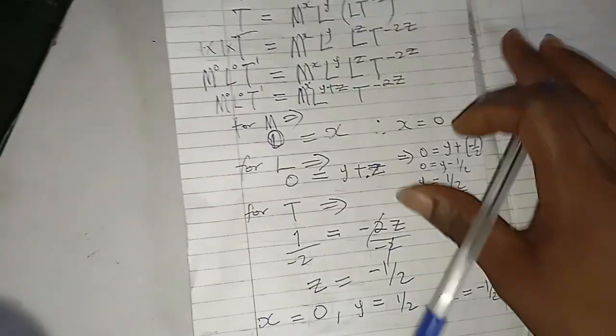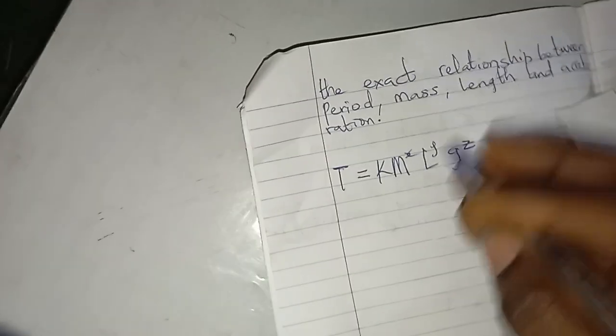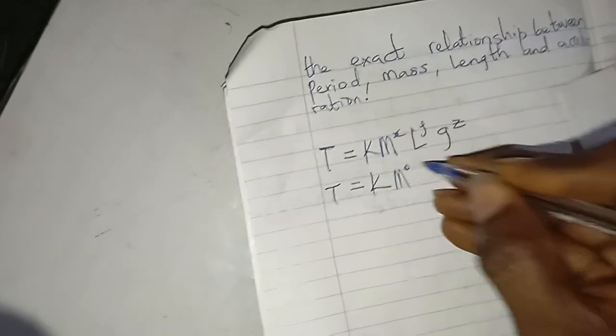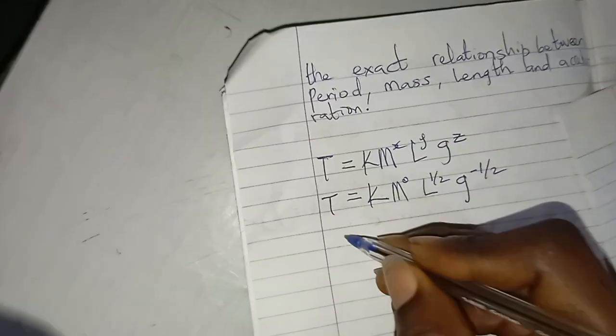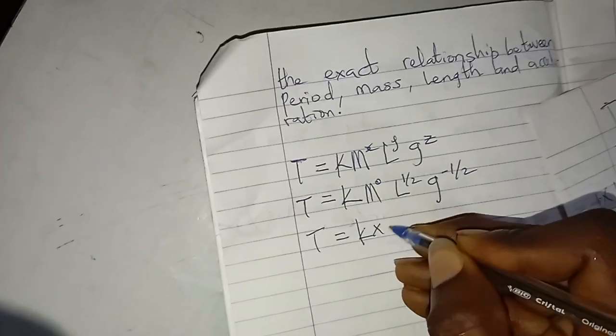Then applying what we have now to the relationship, we can now see that this will easily be the same thing as having, remember that we have the relationship to be t equals to k m x l y g raised to power z. So this will easily be t equals to k m raised to power 0, l raised to power half, and g raised to power minus half. And t will now be equals to k times 1.